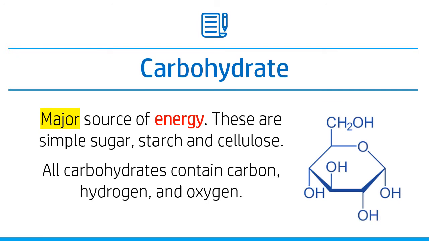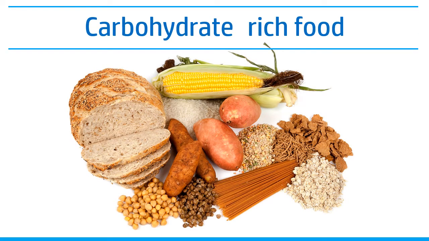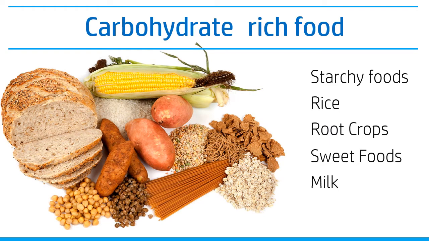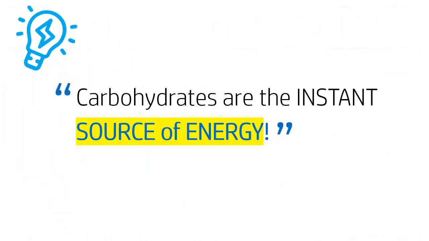Let's begin with carbohydrate. It is the major source of energy. These are simple sugar, starch, and cellulose. And these foods are rich in carbohydrates. Number 1, starchy foods, rice, root crops, sweet foods, and milk, and there are many other more. You can think of carbohydrates as the instant source of energy.